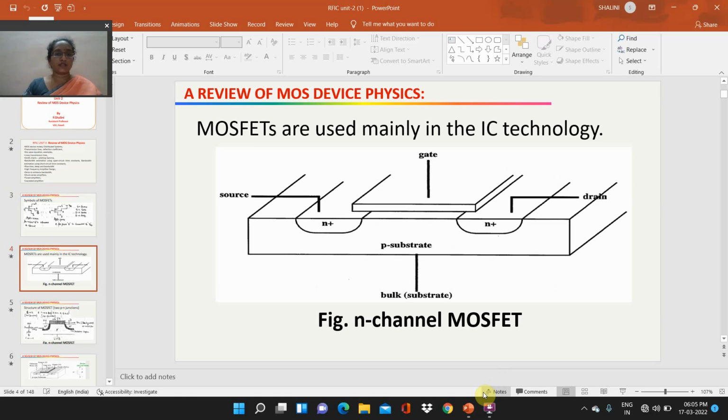MOSFETs are used mainly in IC technology. The P substrate and the diffusion regions, source, drain, and gate are connected like this. This is the bulk, or substrate.